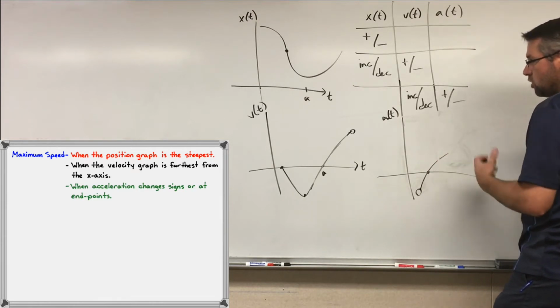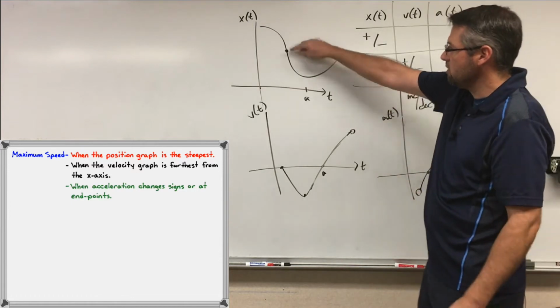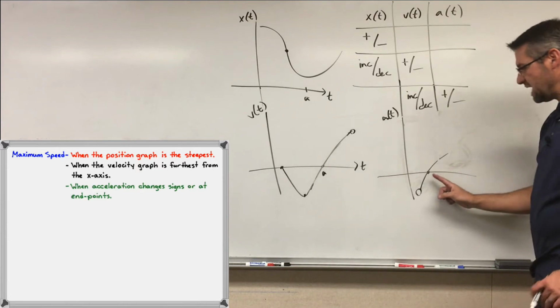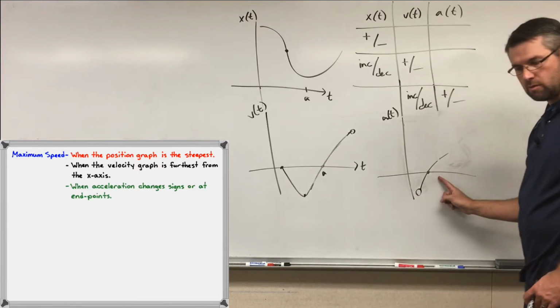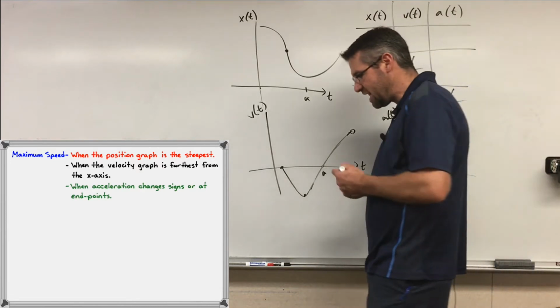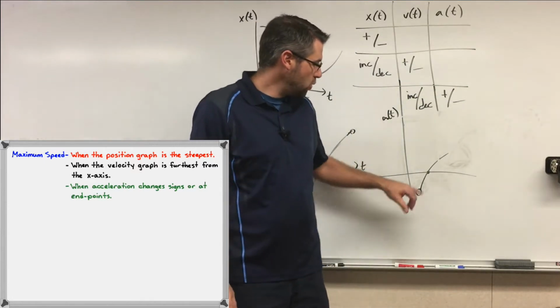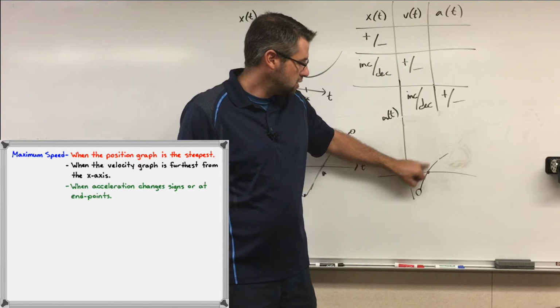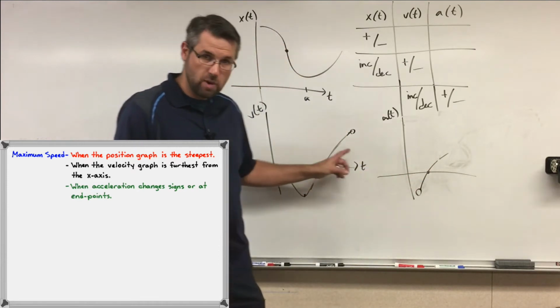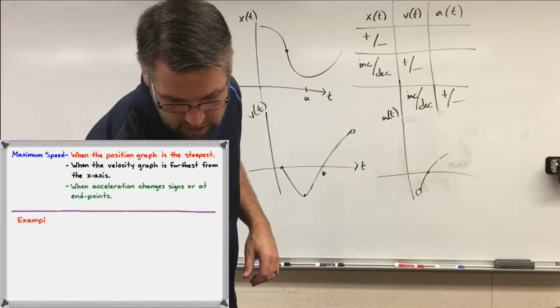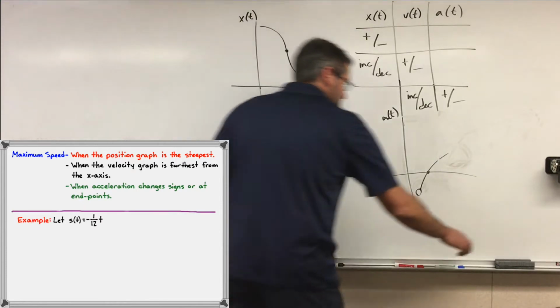Okay? So notice what's happening. The steepest point here, maximum speed, is the lowest point here, is a 0 here. Okay? So when we're trying to do things analytically, it's our job to get down to where we change signs, not necessarily where we change directions. So let's go ahead and get into an example of that so we can see it.